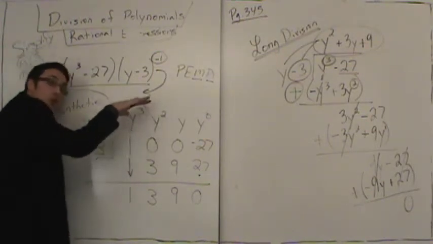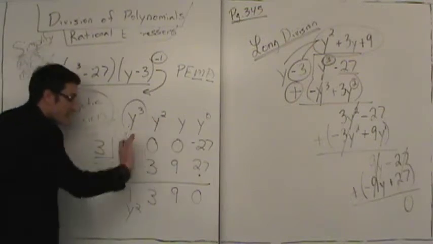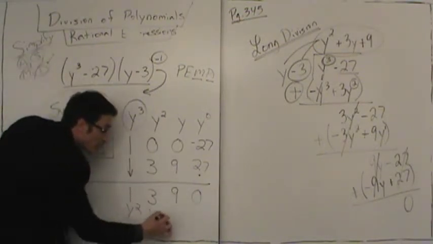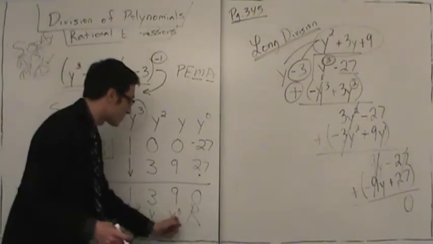Now here we have what? Y to the third, so go 1 degree less. 1 degree less than y to the third is y squared, and all the way down to 0. So y squared, y to the 0, and now your remainder.